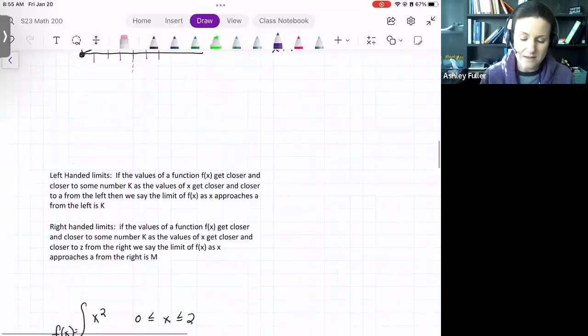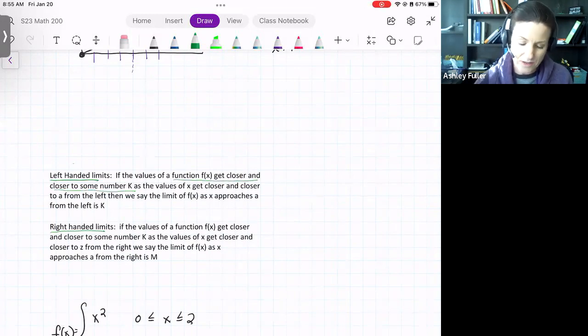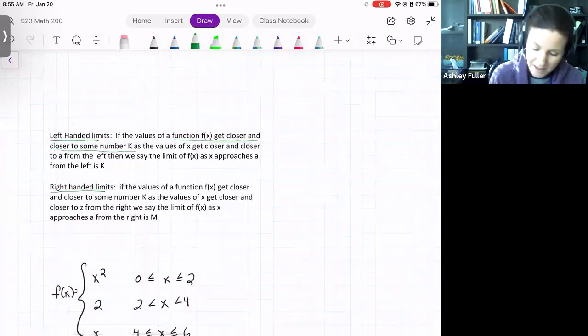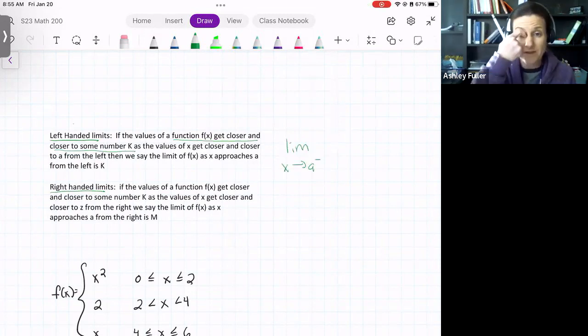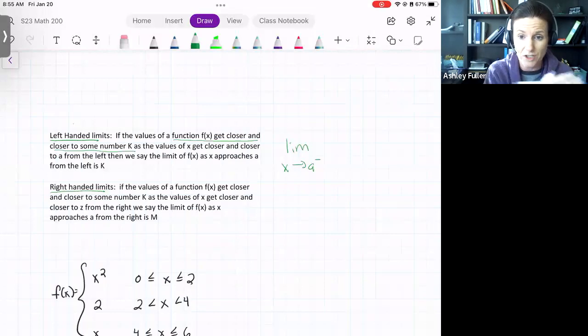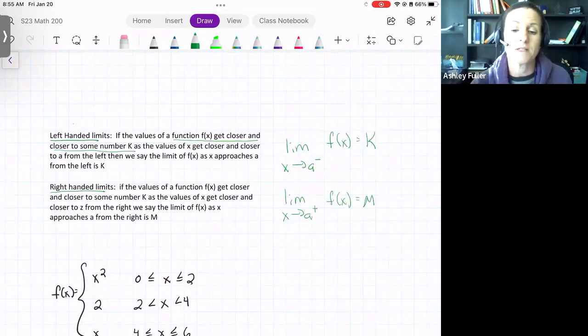Using these two concepts, let's then define formally the left-handed limit and the right-handed limit. And what these say is the values of a function get closer and closer to some number k as the values get closer to x from the left, or likewise from the right. Mathematically, we write this as the limit as x approaches a from the left. Again, it doesn't mean that x is necessarily negative, it's just from the negative direction, of f of x equals some value k. And the right-handed limit we define as the limit as x approaches a from the right of f of x equals some number m.